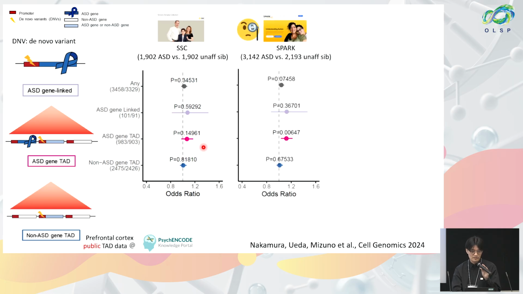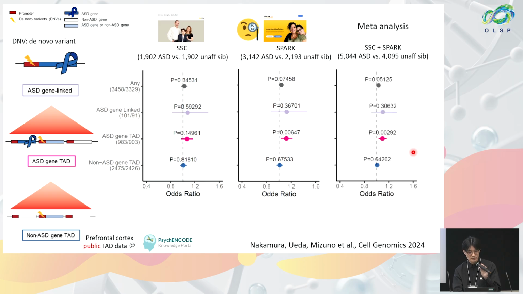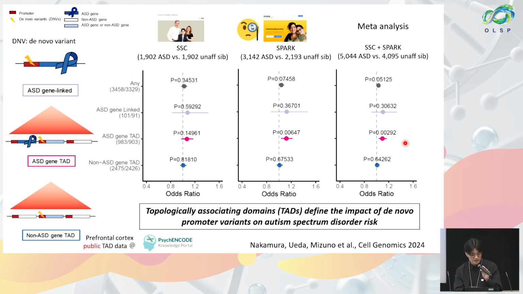And to inspect this, we analyzed openly available data with larger sample size. We observed significant enrichment of ASD gene TAD promoter de novo variants, whereas there is no significant enrichment of non-ASD gene TAD promoter variants. And in the meta-analysis, we found that these ASD gene TAD promoter variants are specifically enriched in ASD probands when compared with unaffected siblings. So this is the statistical evidence suggesting that topologically associating domains, TADs, define the impact of de novo promoter variants on autism spectrum disorder risk.